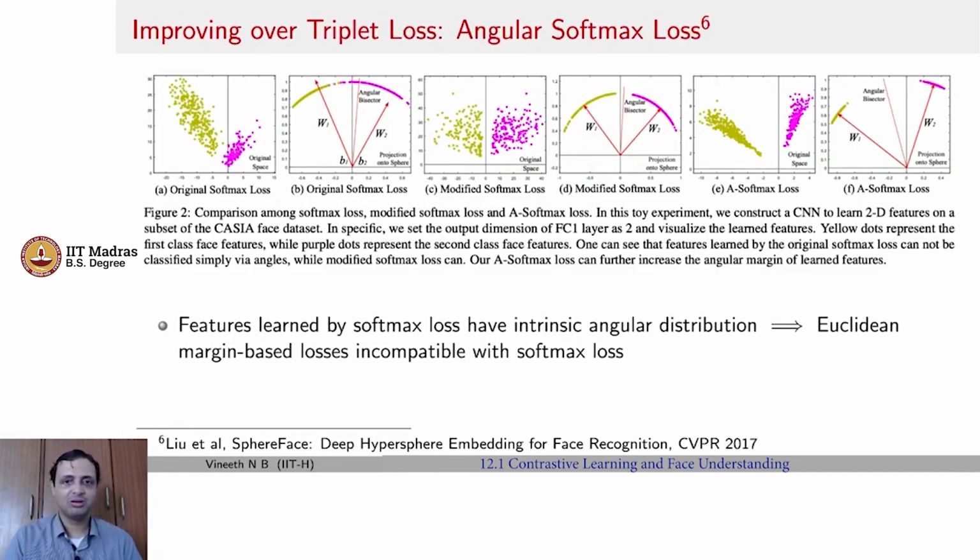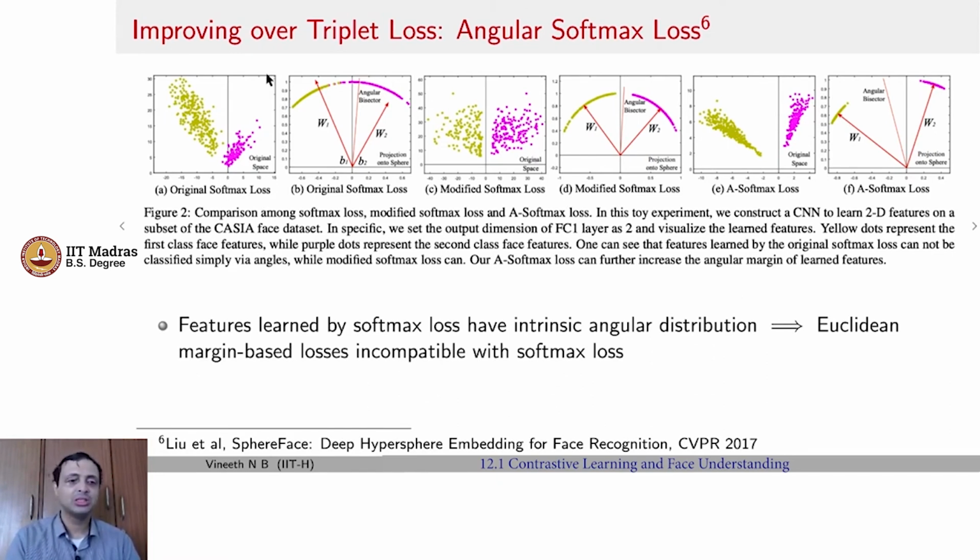Going further over triplet loss, in 2017 there was an approach known as angular softmax loss that intended to improve identification and verification performance with faces. It can also be used for other domains. And these set of diagrams from the paper illustrate the overall idea.